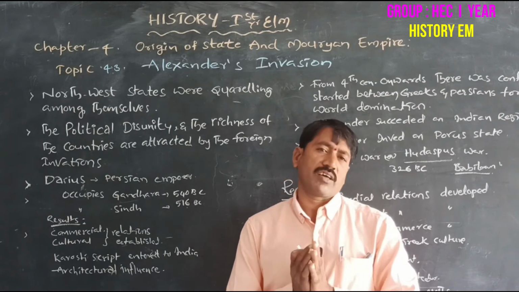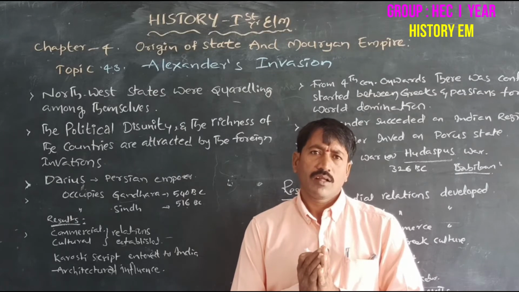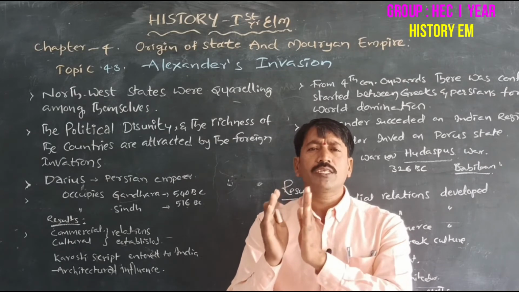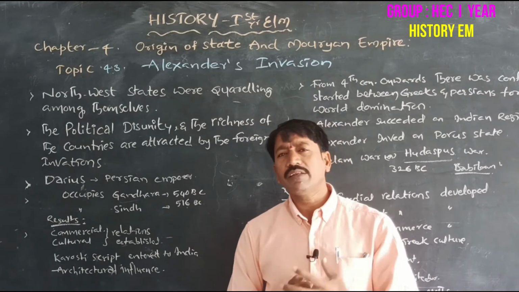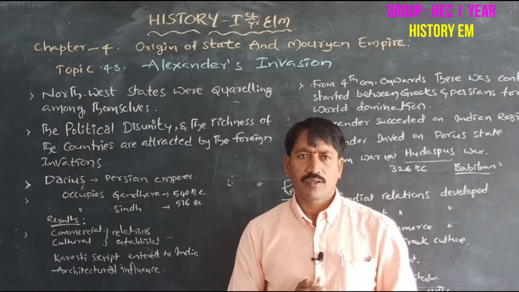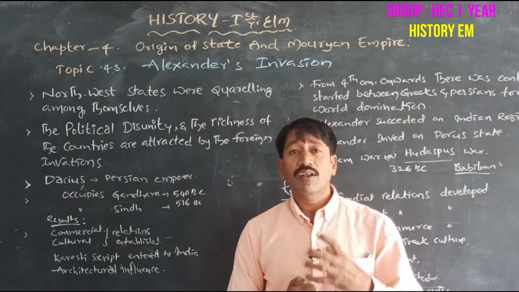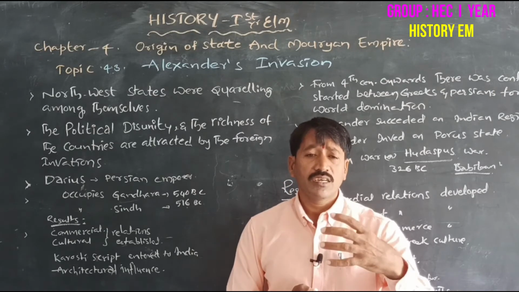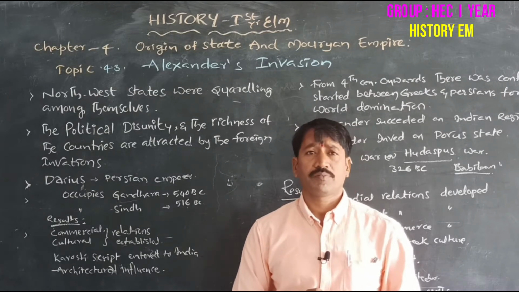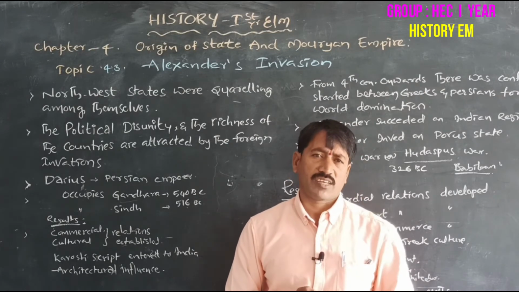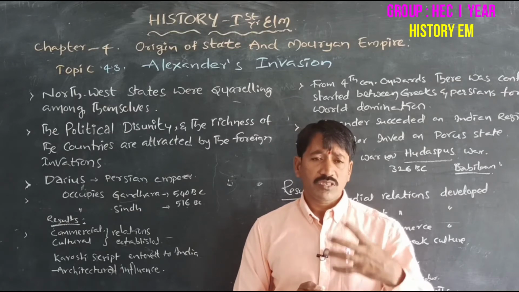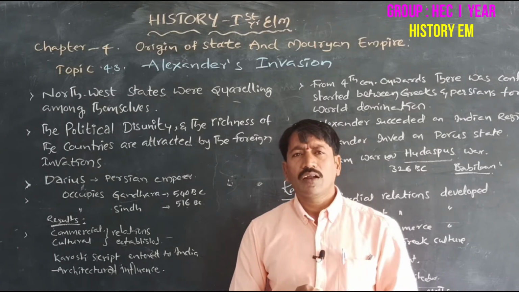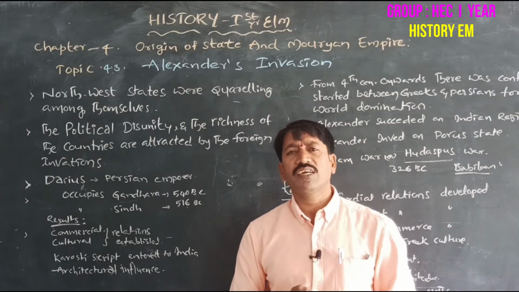These two regions were one of the Kshatrapis of the Persian kingdom. Kshatrapi means a state. These two regions were one of the states, or Kshatrapis, in the Persian kingdom. So these two regions were still under Persian control at the time of Alexander's invasions.